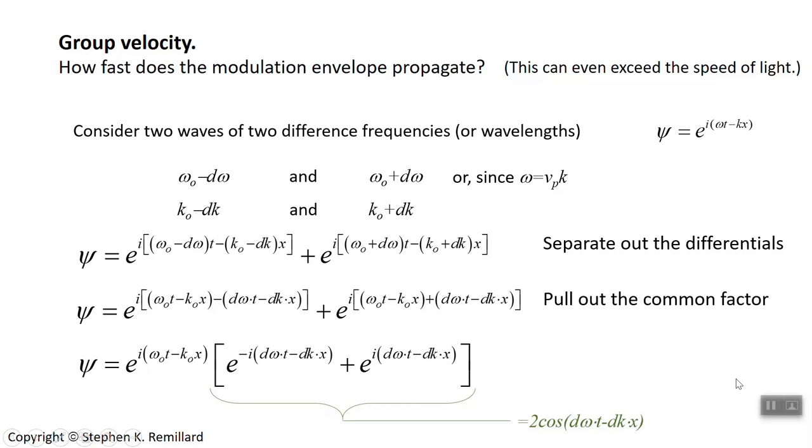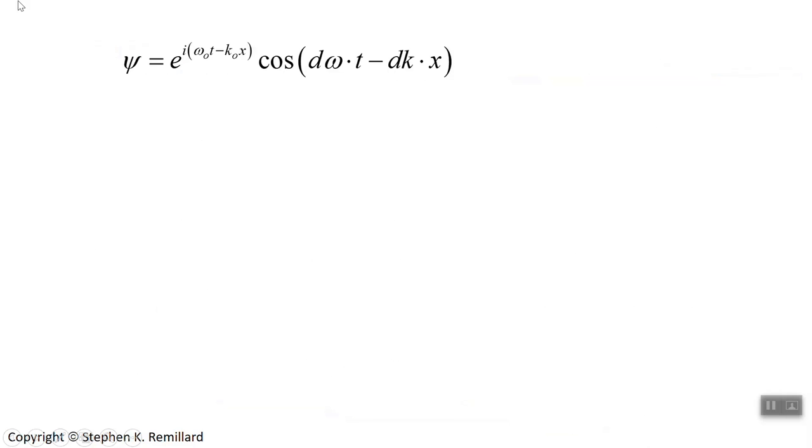Go ahead and do that, but like I say, don't worry about the 2 because we're not dealing with amplitude. And I have this rearranged expression for the wave function of two waves superposed with maybe very similar frequency. So d omega is much less than omega 0, and so very similar wavelength, so dk is much less than k0.